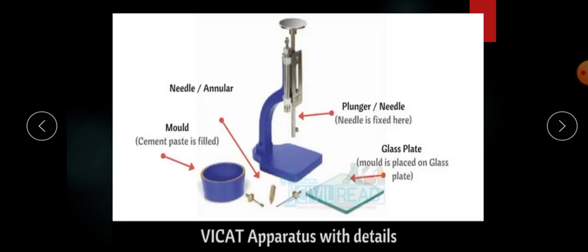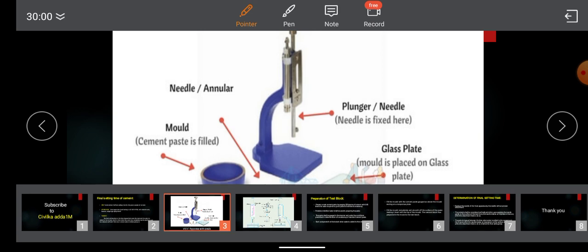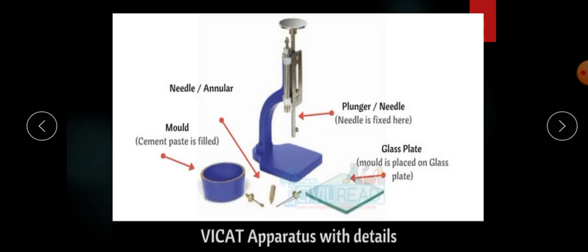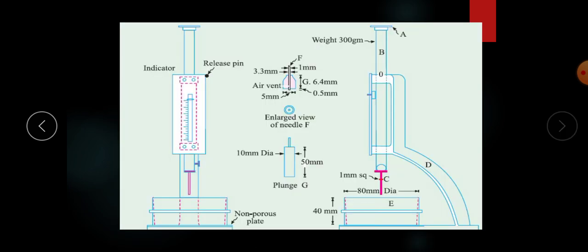So let me show here. We need to place this here. After placing that, we need to place the mold. The mold should be filled with the cement paste. Then if excess amount is there, strike it off and complete this assembly. Place it here and make sure the needle is attached to this plunger and it is touching the top of the mold, right? Then we need to start the experiment.